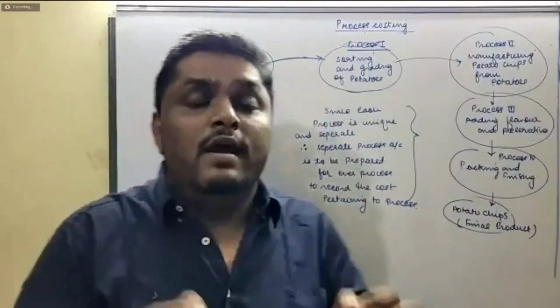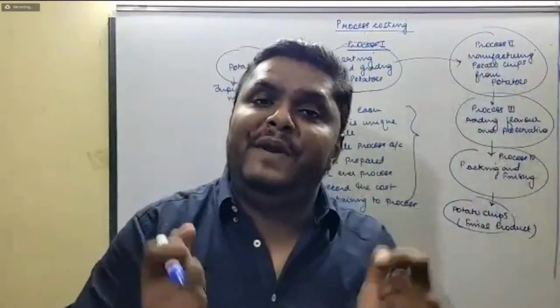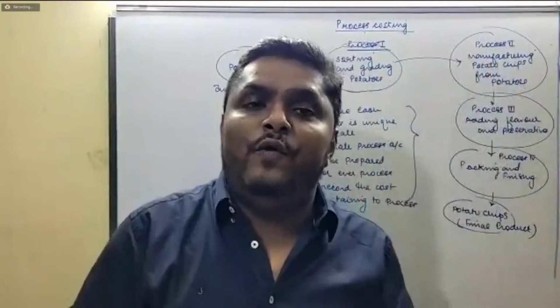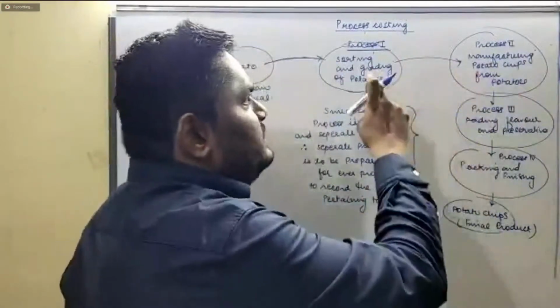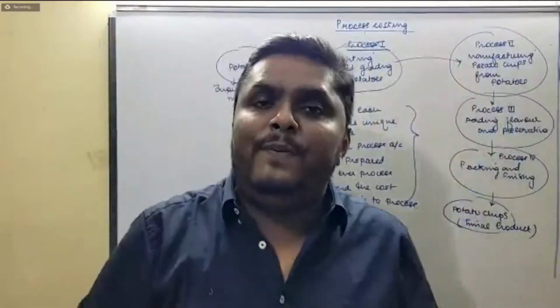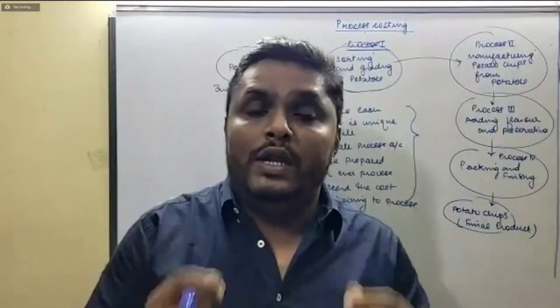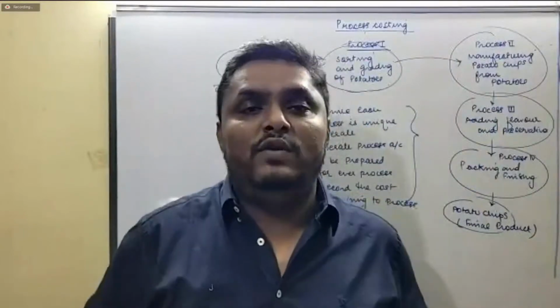I repeat again, every process is unique and separate, and in every process separate cost is incurred. So therefore, for every process, that is process first, process second, process third, and process fourth, we need to prepare a separate process account to record the costs that are pertaining to the process.